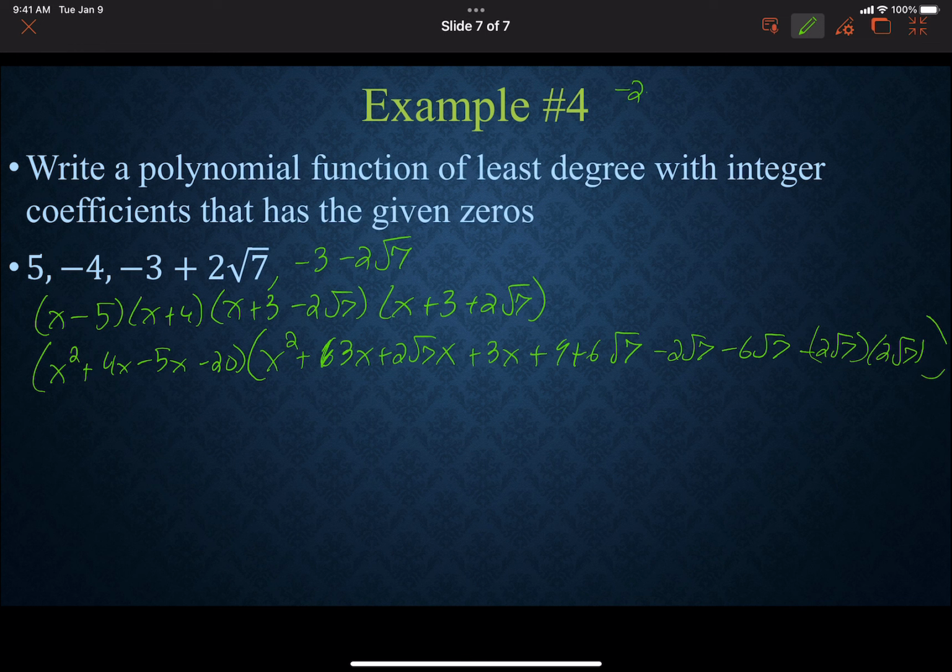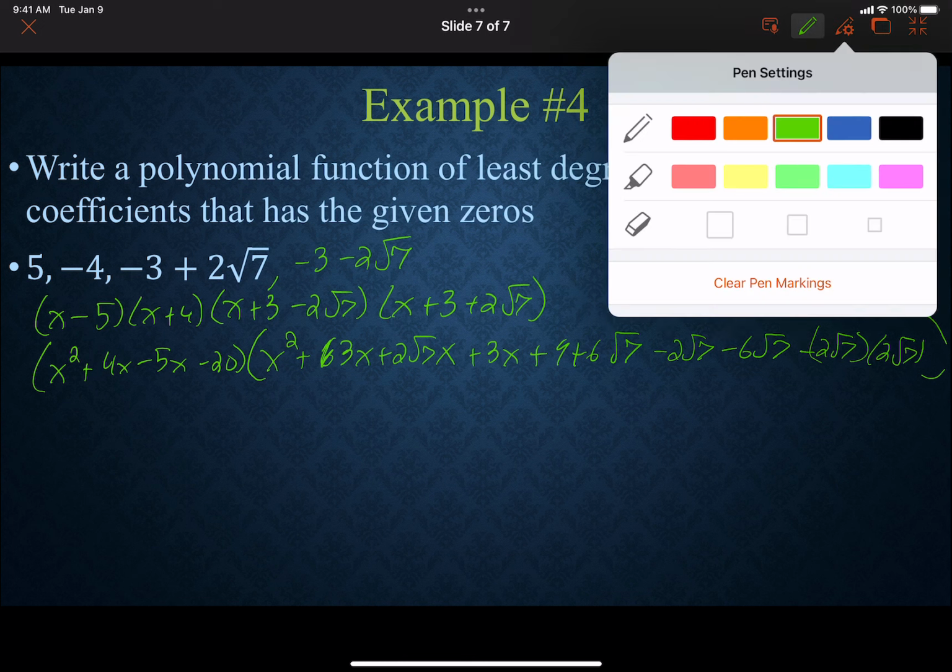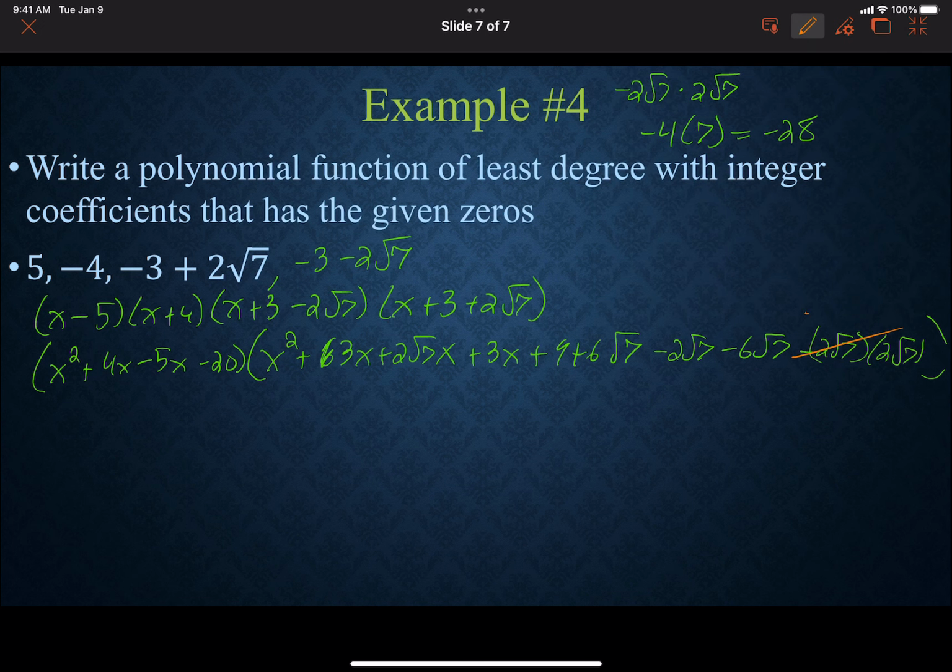well, if you're multiplying two radicals together, their outside numbers multiply. 2 times negative 2 is negative 4. The insides multiply, and if it's the same radical, they cancel each other, leaving just the inside. Negative 4 times 7 is negative 28. So this right here is really a negative 28.